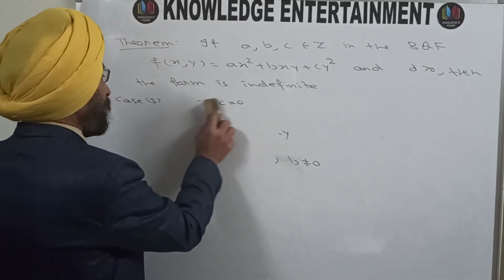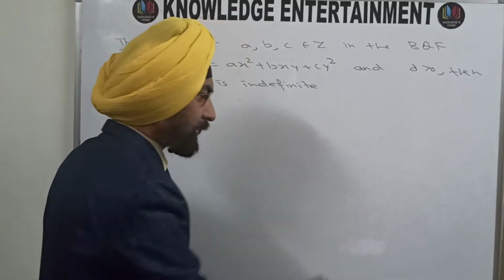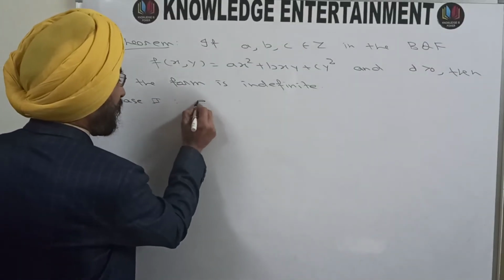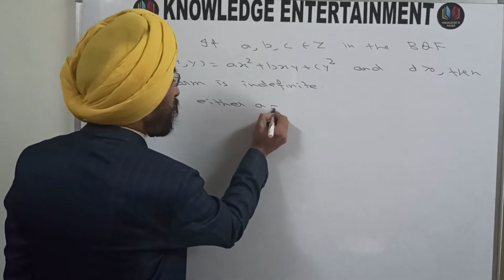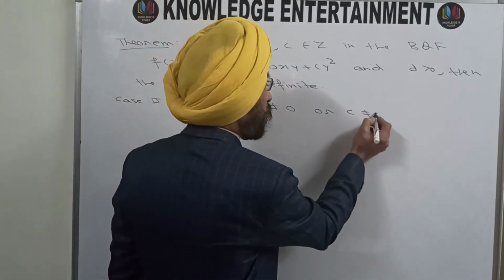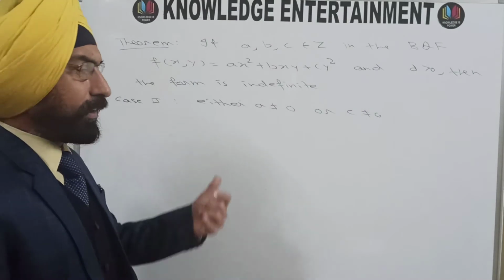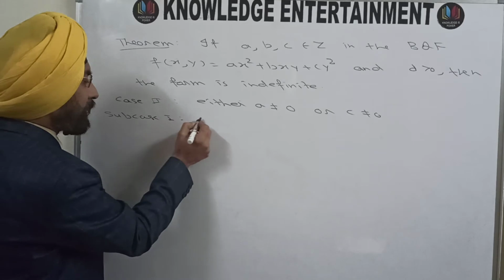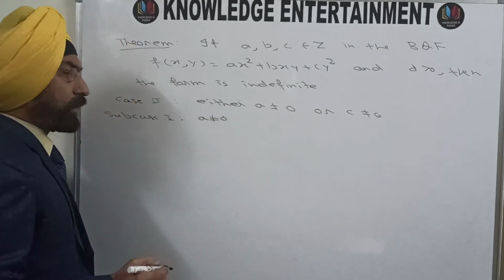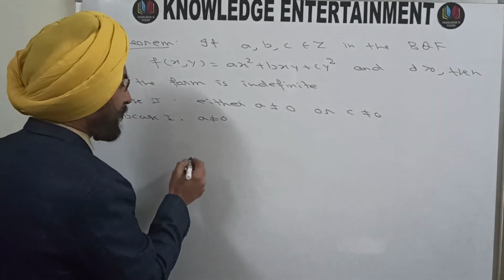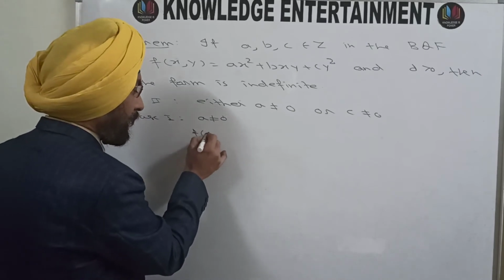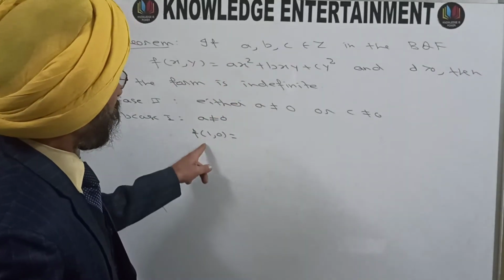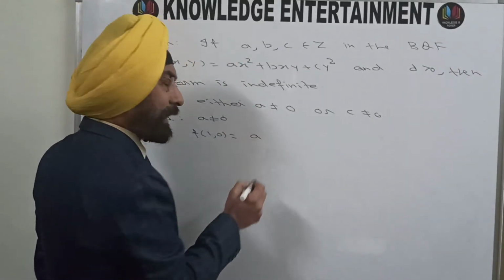Let us see the other case, when either a or c is not 0. Either a is not 0 or c is not 0. So we will consider the two cases one by one. Sub case 1, when a is not 0. If a is not 0, then what is the value of f(1,0)? Substitute here (1,0), you will get the value to be equal to a.